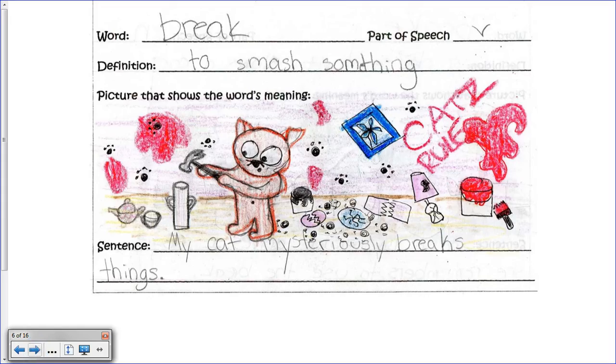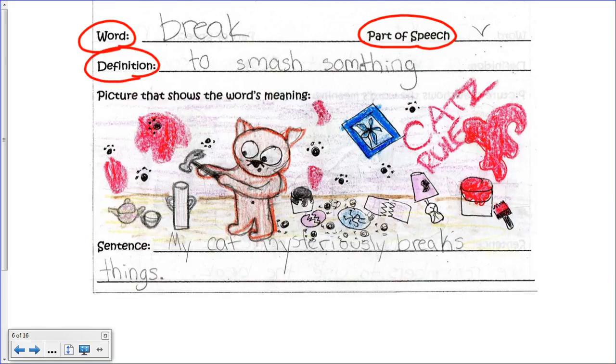So here's a past example from a former student's work. So inside the book, there's going to be a blank space for the word, for the part of speech, for the definition. Then there's going to be an area for the picture you're going to draw. And then there's going to be an area for you to write a sentence. So the word break, it's a verb, V for verb. And then there's a definition. You'll have to find the definition. You could use your Chromebooks for this, to smash something.